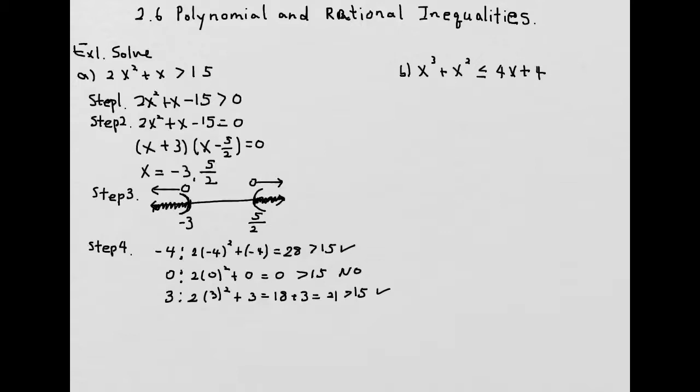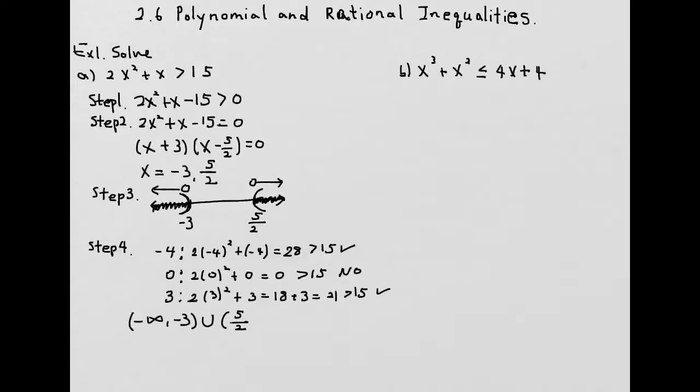And always remember, when you're solving an inequality, you need to write your solution in interval notation. Your interval notation is going to be negative infinity to negative 3, where negative 3 is not included. Use the union sign because you have two solutions.